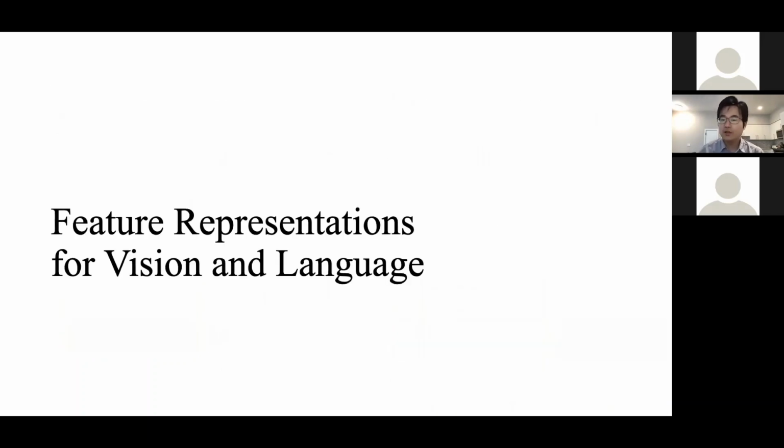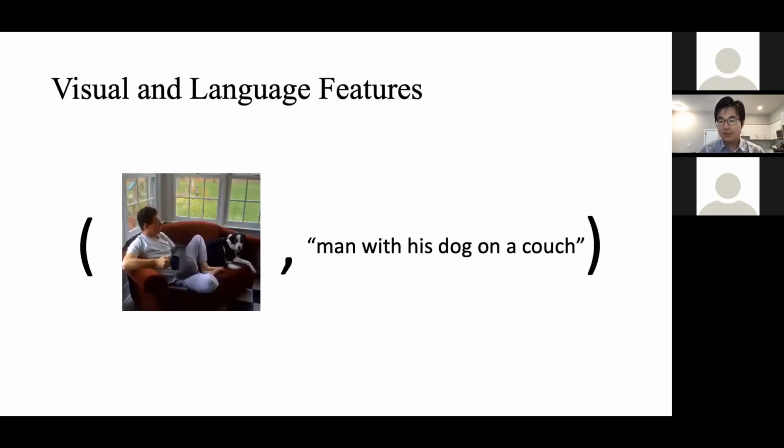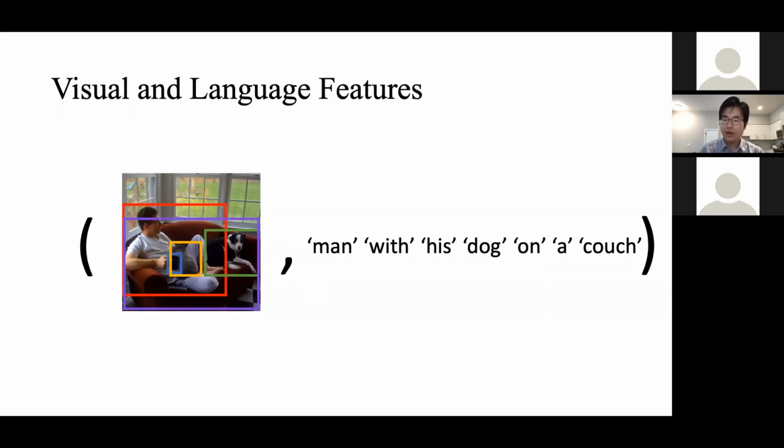Okay, now let's look at how we extract the visual features to represent both modalities, image and text. Given the input pair of the raw image and the sentence, one typical way is to convert the image into dense regions, and we also convert the sentence into a series of tokens. Then we have a sequence of region features and a sequence of text embeddings.